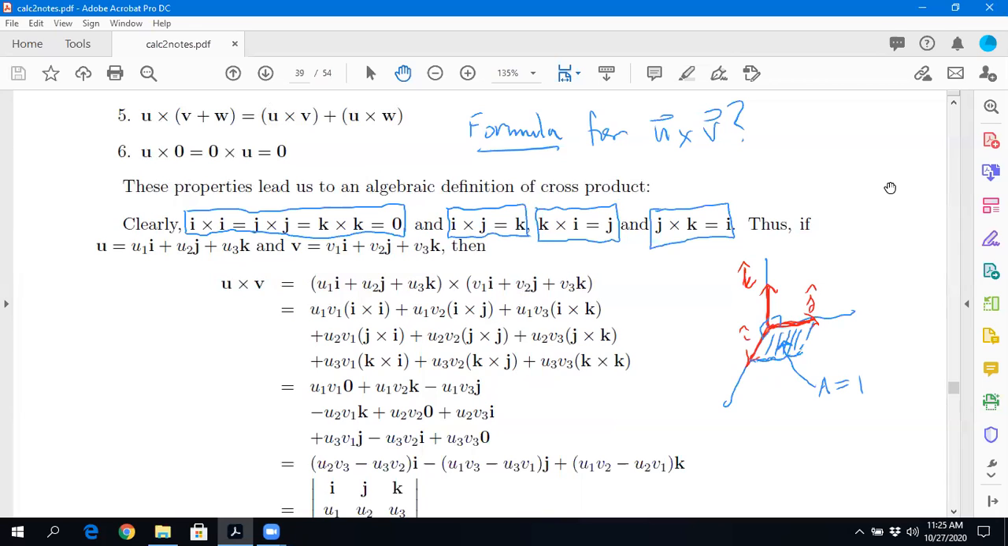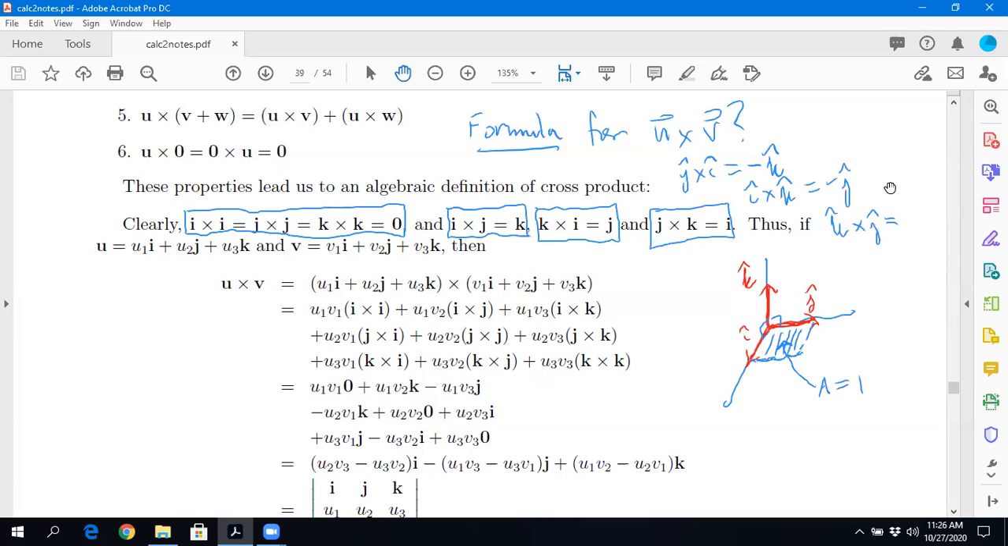Therefore, let me ask you a question. What about J cross I? If I cross J is K, what's J cross I? I cross J goes one direction, J cross I goes the opposite direction. So J cross I is negative K. All right. What about I cross K? Negative J.